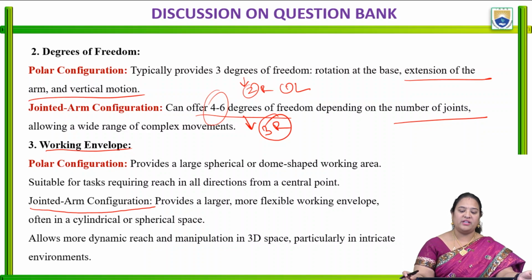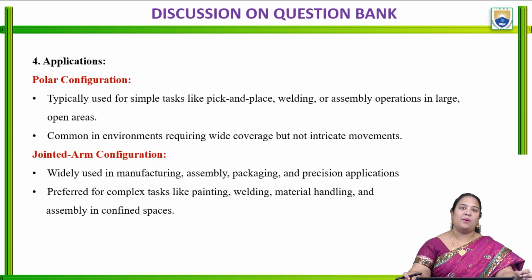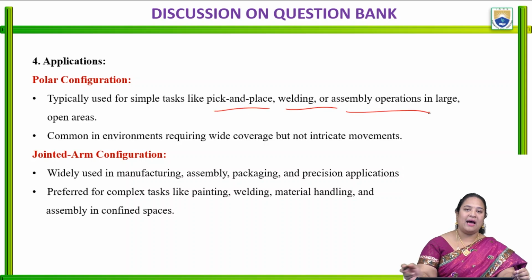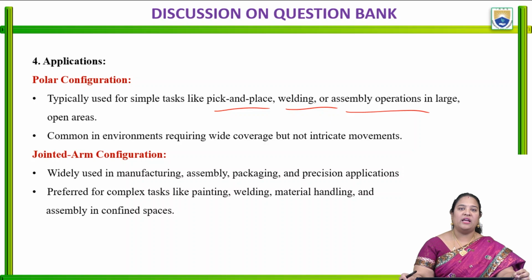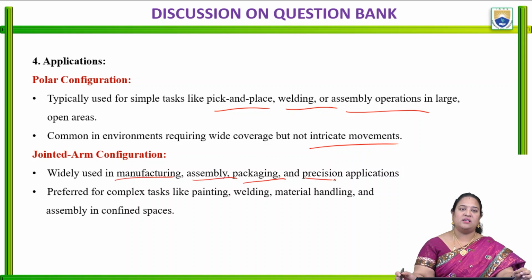Whereas the jointed arm configuration provides a larger, more flexible working envelope, which allows more dynamic reach and manipulation in 3D environments. Coming to the applications, the polar configurations are generally used for picking and placing, welding, and assembly operations in large areas, commonly in environments requiring wide coverage but not intricate movement. There we use the polar configuration. Whereas the jointed arm configuration is generally used in manufacturing, assembly, packing and precision applications.